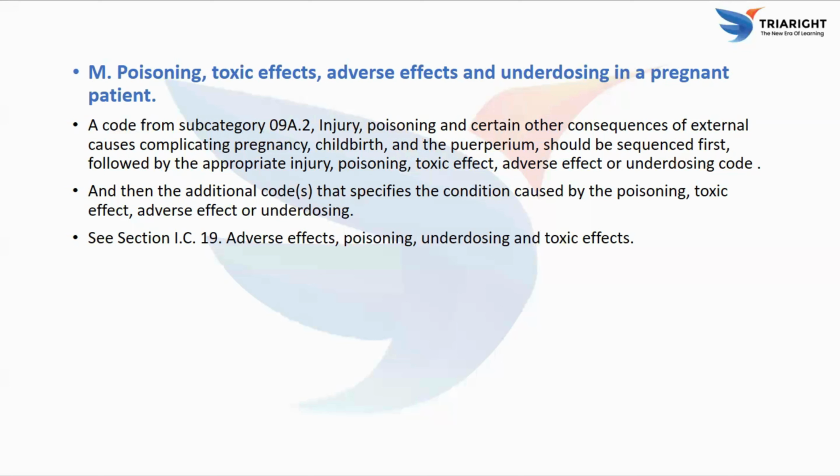So what does each term mean clearly? Poisoning is nothing but too much of a drug or chemical. Adverse effect is when the correct dose of medicine is taken, but there is an unexpected harmful reaction. Toxic effect is harm from non-medicines, that is toxins, chemicals, fumes or plants, etc. And underdosing is when a patient takes less medicine than required, which leads to worsening disease. So this is about how you code poisoning, toxic effects and adverse effects in a pregnant patient.